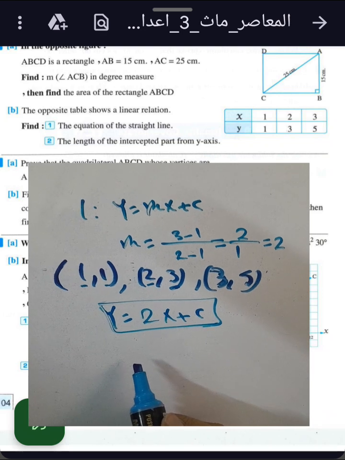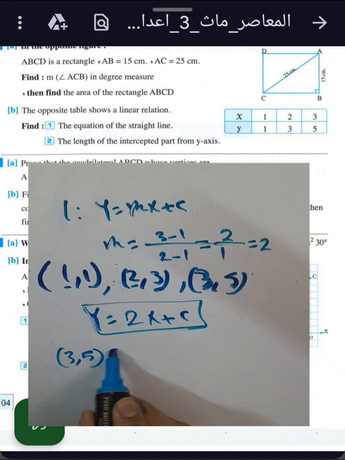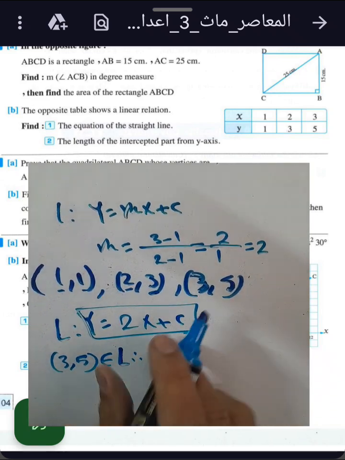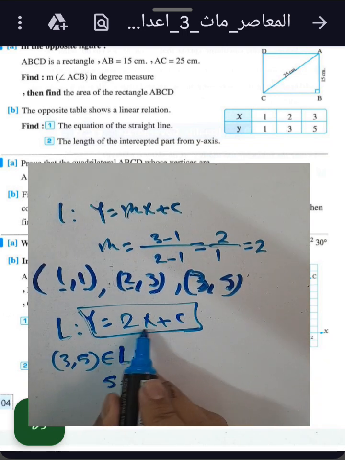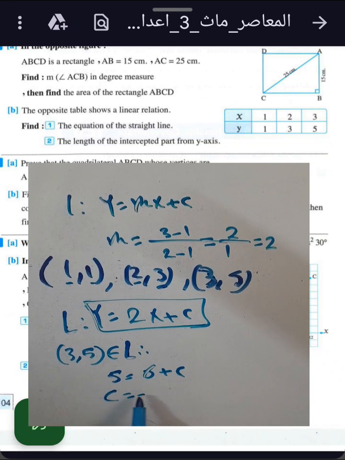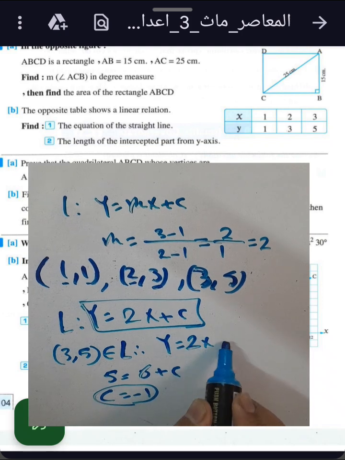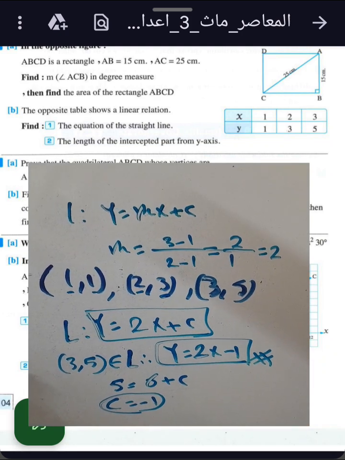And then we can put any point such as (3, 5) on the straight line L. Then this point will satisfy this equation. Put y equal 5 and x equal 3, 2 times 3 equals 6, plus constant. Then the constant will be negative 1. Then the equation is y equals 2x minus 1. It's the equation of the straight line.